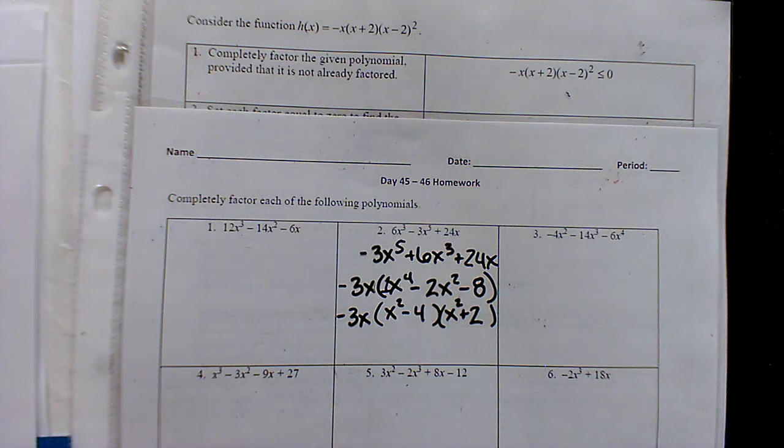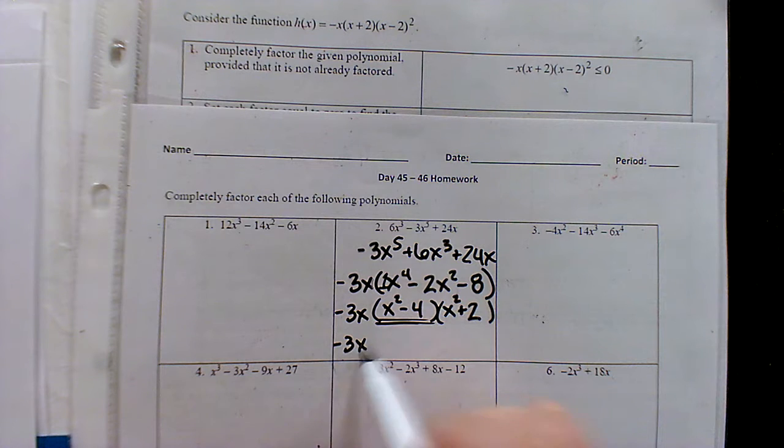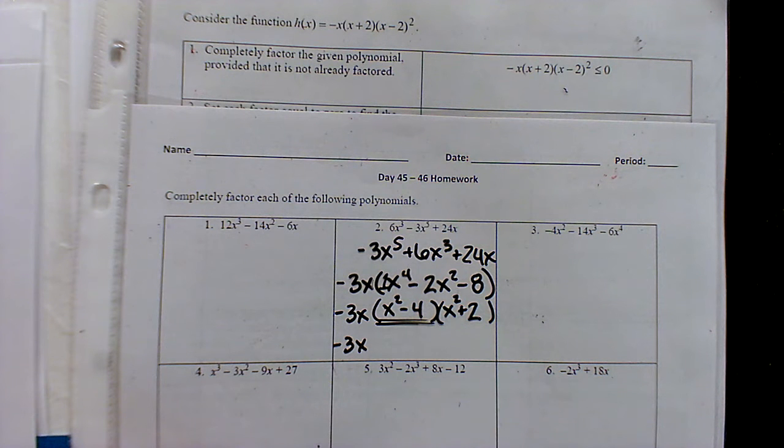So again, ask yourself, can we keep going or are we done? Yep, we can keep going on that first factor there. We have a difference of squares. Yes? Should we have an x after the 4 and after the 2? Because it's x squared.